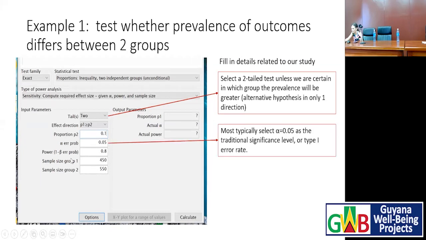Okay, so next I'll tell you about this alpha error probability. That's our alpha rate from the 2x2 table. It's usually set at 0.05. That's the traditional type 1 error rate, and so we'll use that.